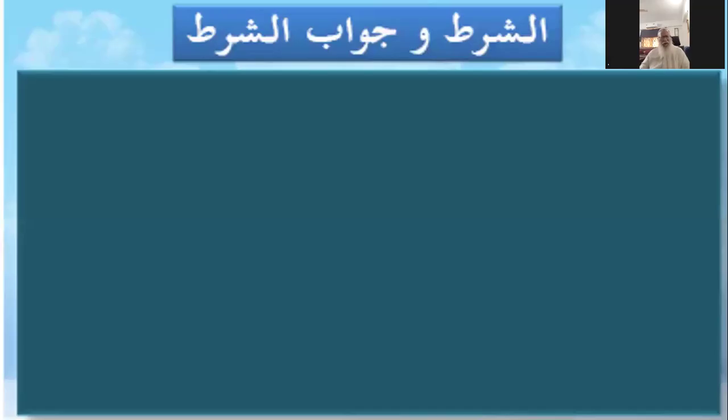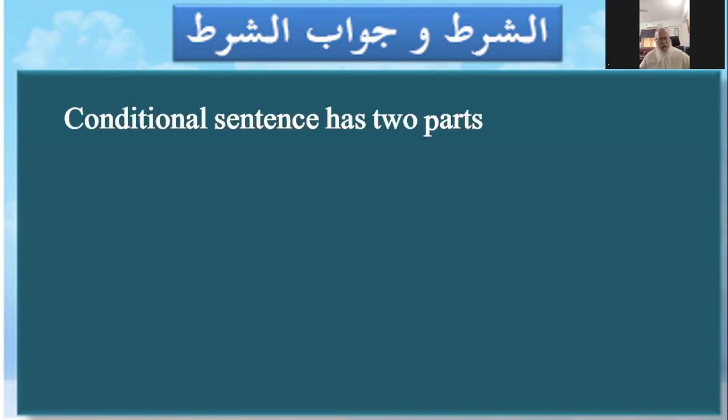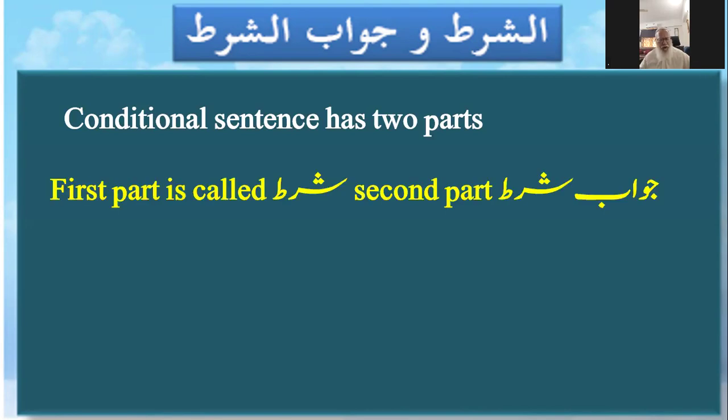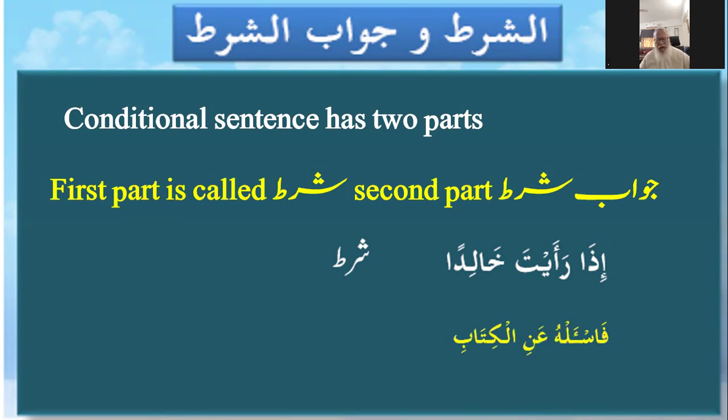Now the second topic of today is shart and jawab shart. We have done this in QC5 something, so it's not a new thing. A conditional sentence has two parts. The first part is called shart, the second part is called jawab shart. Just like, idha ra'ayta khalid. This is the shart. When you see Khalid, what should you do? Fas'al anil kitab. Ask him about the book. If you see, ask; if you don't see, don't ask. So that is the shart and jawab shart.